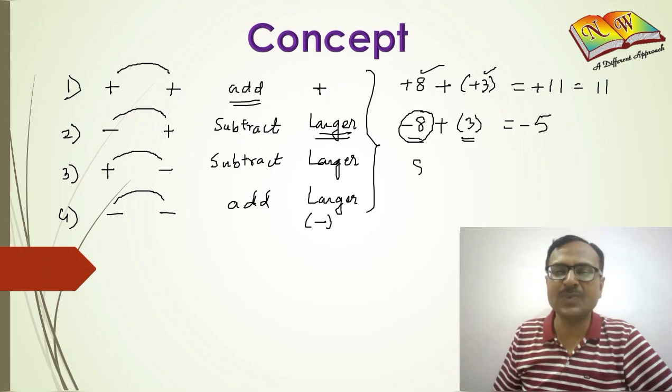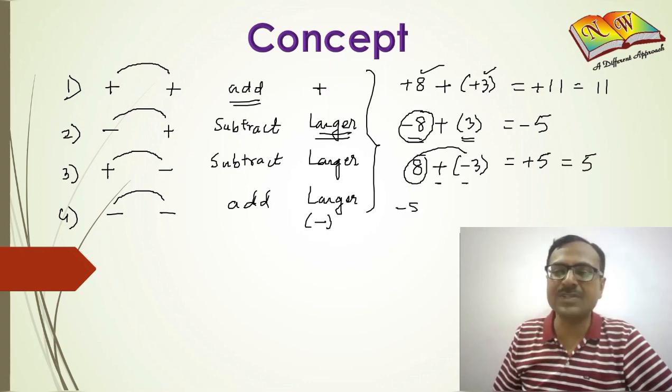But if the first one is positive plus the second one is negative, then plus and minus make a minus, right? So you'll be subtracting them. So you will get a 5 and you will put the sign of the larger number, which is 8. And now the sign is positive. And so your answer will be plus 5.